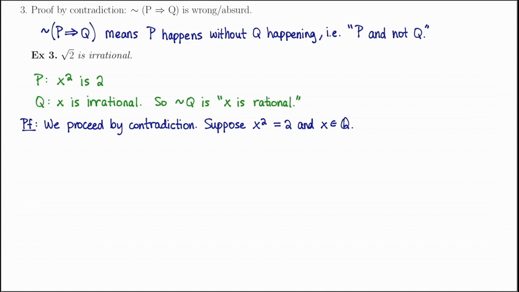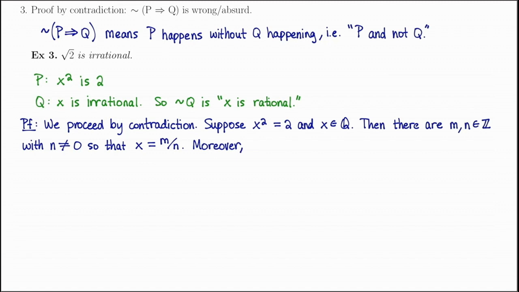So suppose x squared equals 2, but x is rational. Since x is rational, there must be integers m and n out there so that x can be written as m divided by n. In other words, so that x is a ratio of integers. That's what it means to be rational. So assume there are two integers so that x is a ratio of those integers.